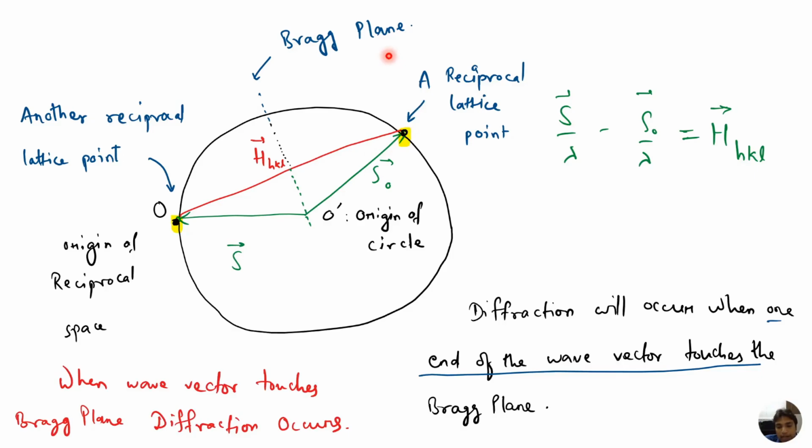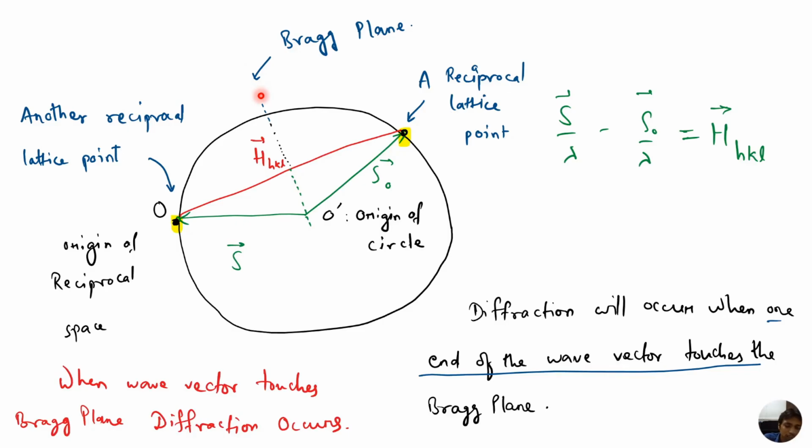Now what is a Bragg plane? A Bragg plane is a plane which is the perpendicular bisector of the line joining two reciprocal lattice points. So this is a line joining the reciprocal lattice points, and if you take its perpendicular bisector, then this is your plane.